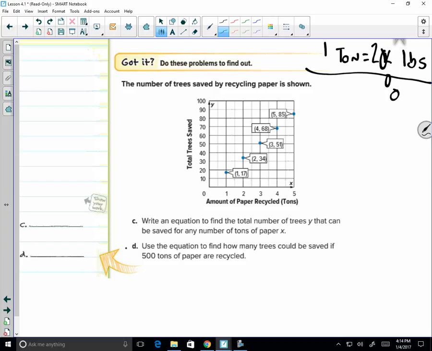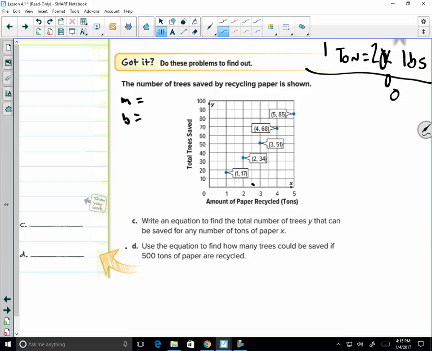Ran out of room. Okay. So it says to write an equation to find the total number of trees y that can be saved for any number of tons of paper. If we need to write an equation, I need to find my slope. I need to find my y-intercept. I'll start by finding slope, and then I'm going to show you a shortcut. I'm going to show you a little cheat. So I need to find 2 points. I'm just going to use the first 2 points here.